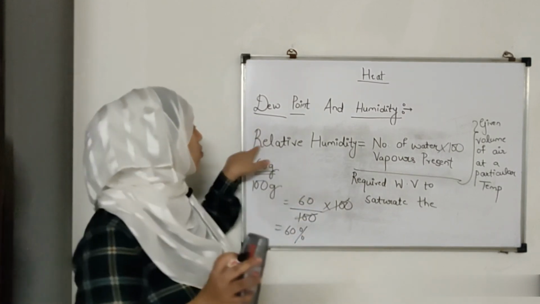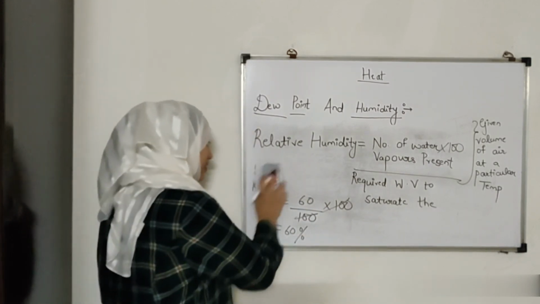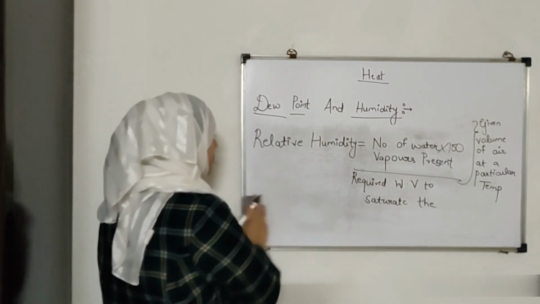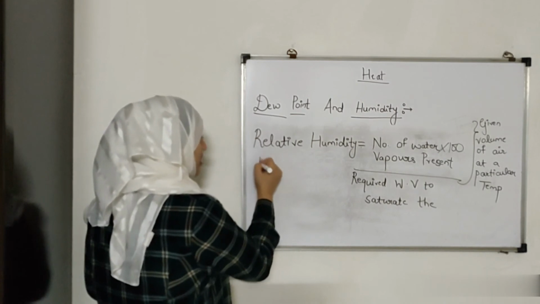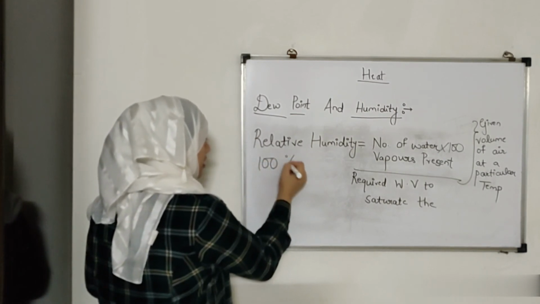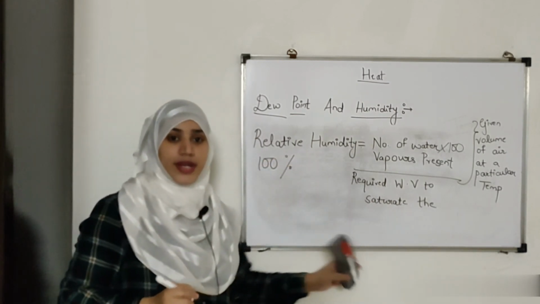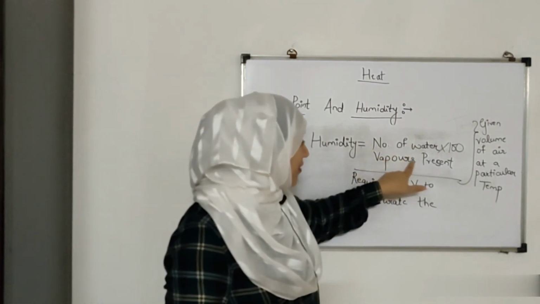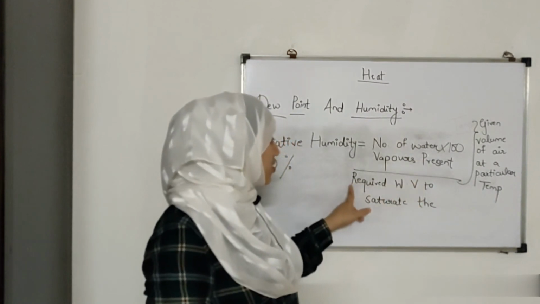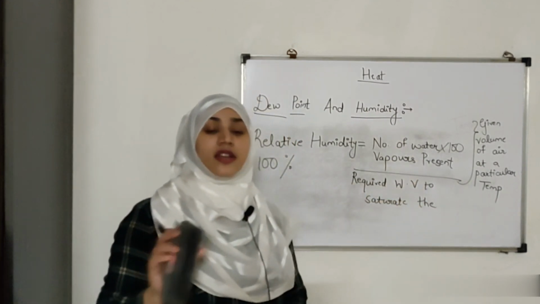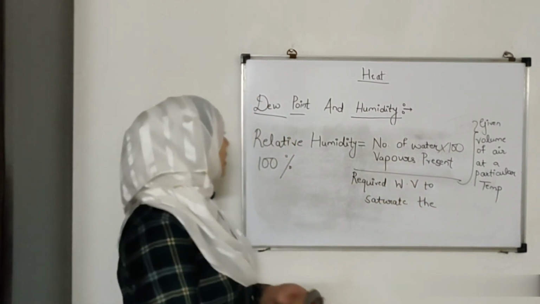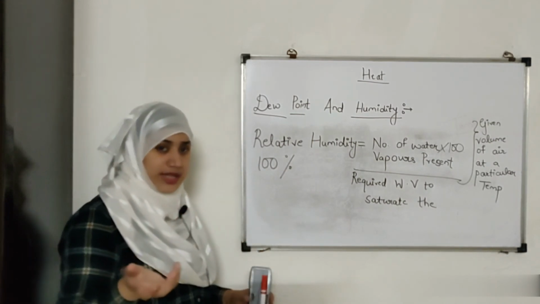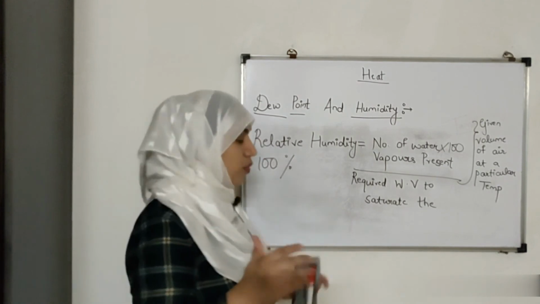By using the relative humidity, how can I define whether the air is saturated with water vapors or not? Whenever the relative humidity is 100%, that means the air is saturated with water vapor. It means the number of water vapors present is equal to the required water vapors to saturate the air. Okay, so this is what is given in your textbook and this topic gets over here.